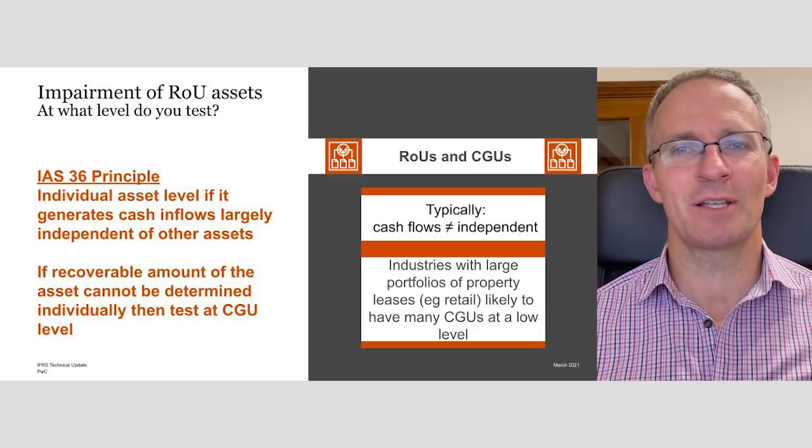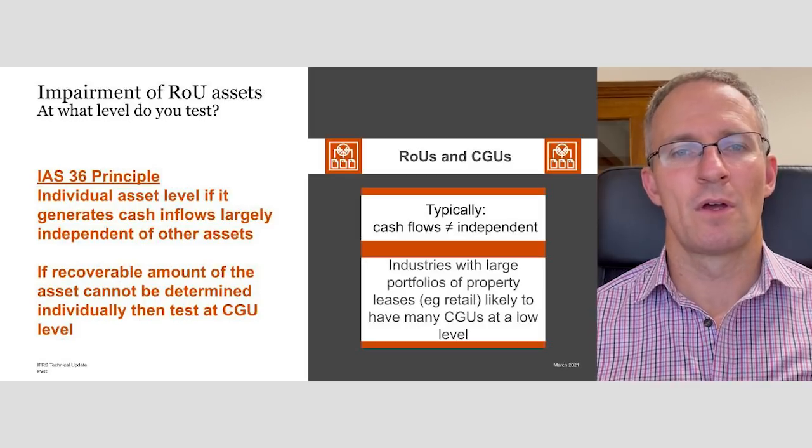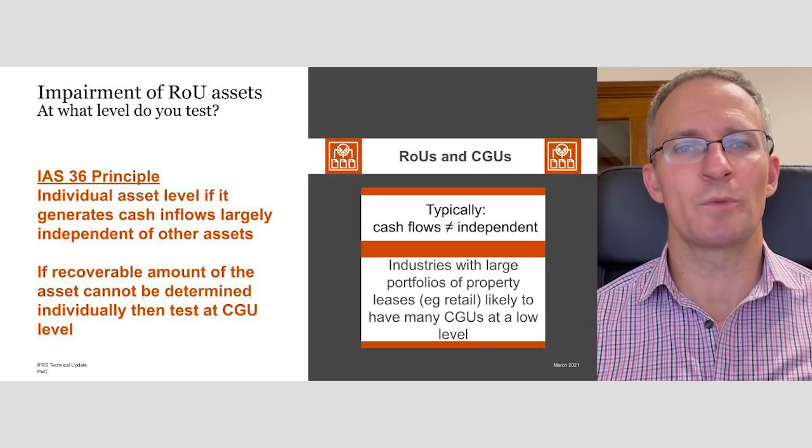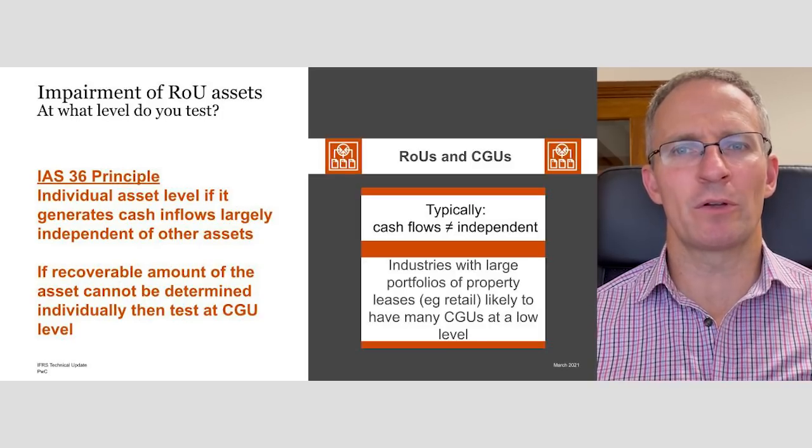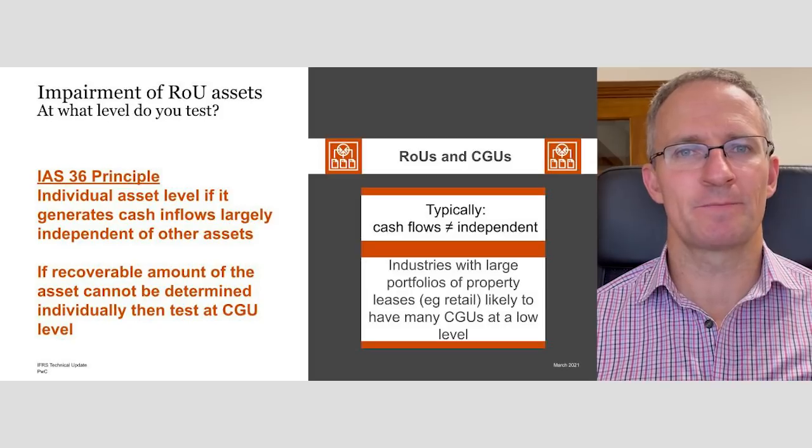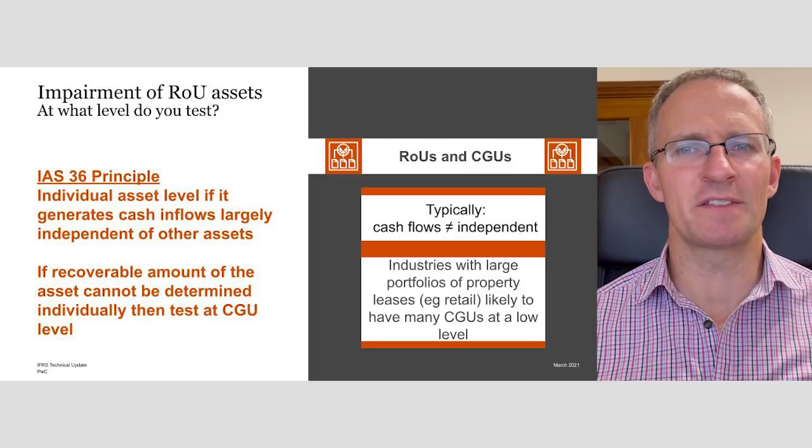This does not necessarily mean that it is tested at the same level as goodwill. For example, many companies that have large lease portfolios would be in industries where they have a lot of direct interaction with customers, like retail and entertainment. It is likely that the CGU for these right-of-use assets will be at the individual store level.